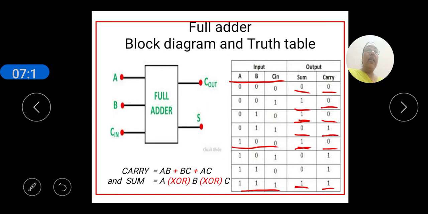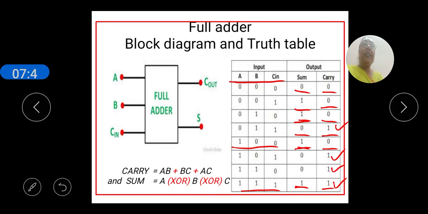Then we have to write the circuit for carry. In order to find the circuit for carry, you can use the sum of products method to write the products for which the carry is 1. So there are 4 possible cases. This is first case, second case, third case and fourth case. For these 4 cases, you have to write the products and you have to find the sum.